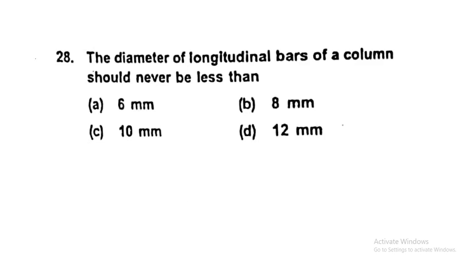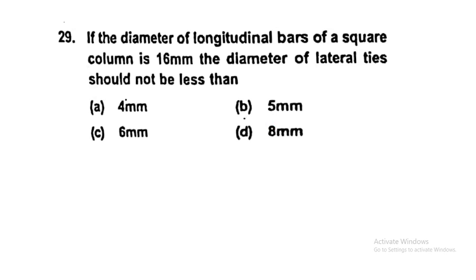Okay. Next, the diameter of the longitudinal bars of a column should never be less than 12 mm. Right, it is 12 mm. Next question. If the diameter of the longitudinal bars of a square column is 16 mm, the diameter of lateral ties should not be less than how much? Let me see. According to IS 456, I will write the clause number also so that you can go through that one.